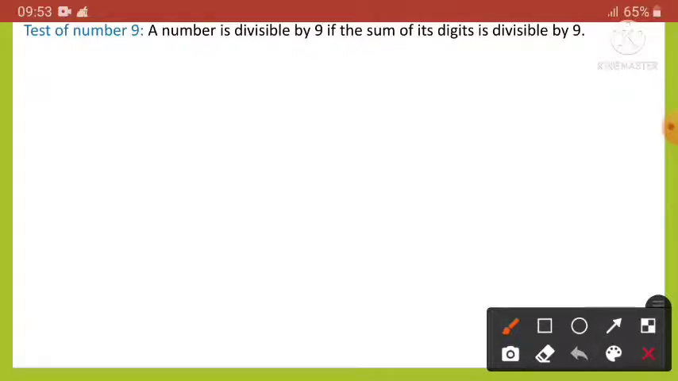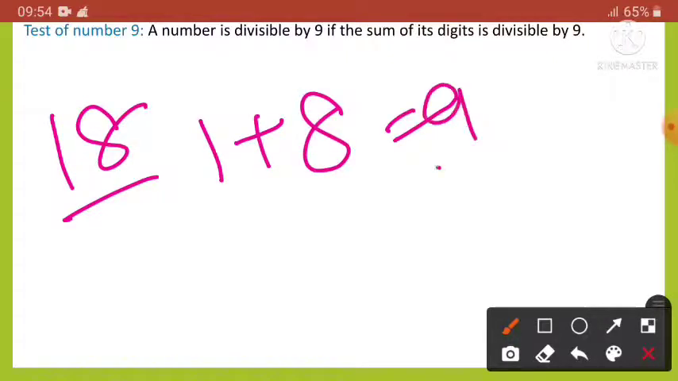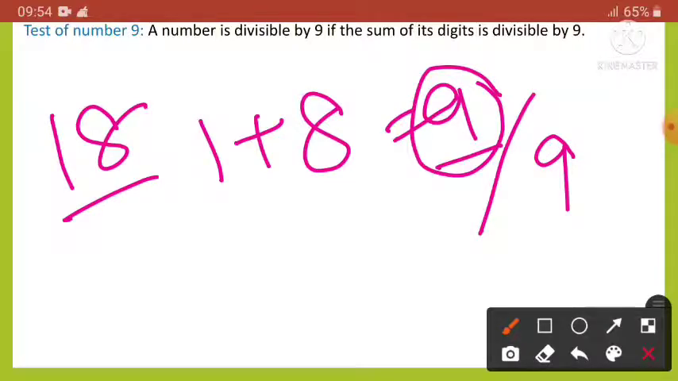Now we are checking the divisibility test of number 9. A number is divisible by 9 if the sum of its digits is divisible by 9. So suppose I am taking a number 18. Is it divisible by 9? How to check? We have to add the digits and divide the result by 9. If it is divisible, then you can say that the number is divisible.